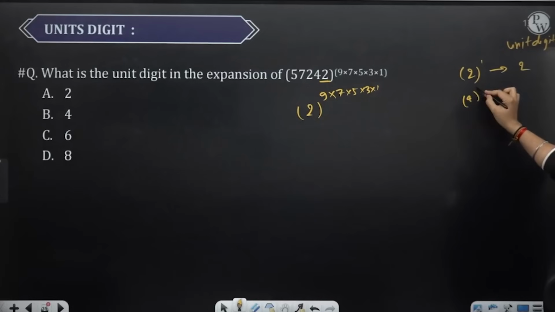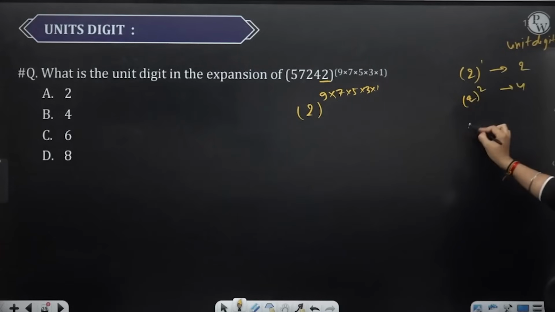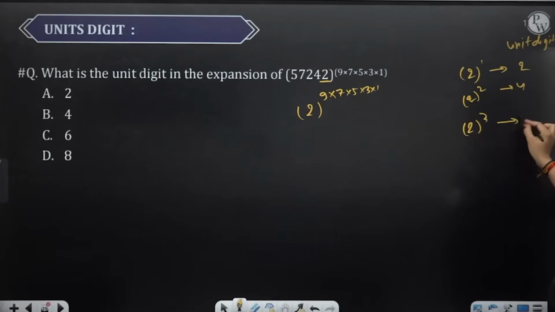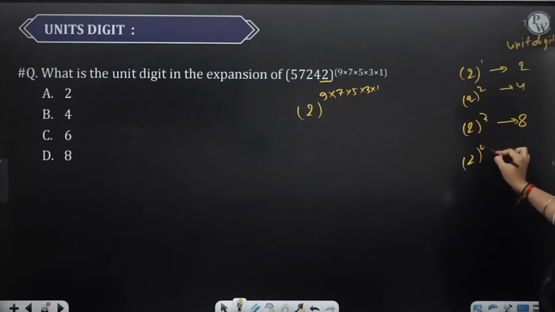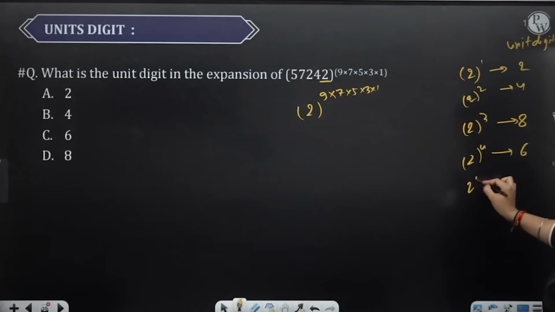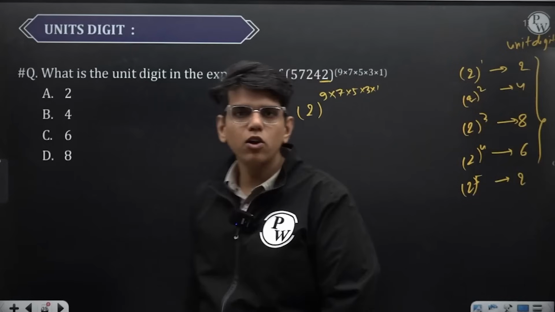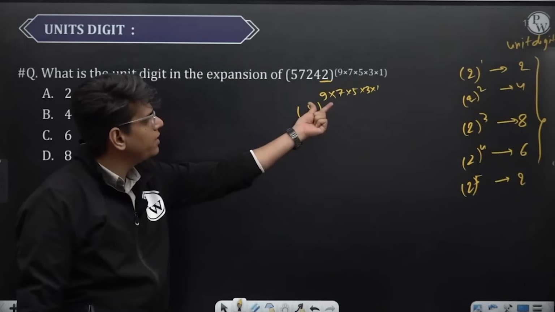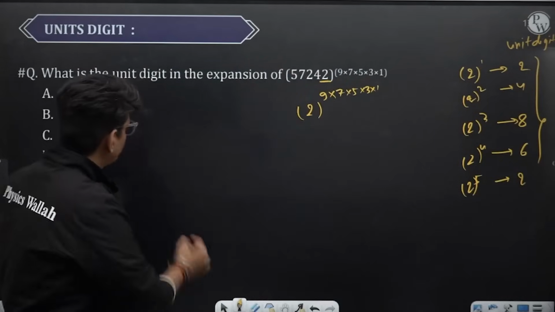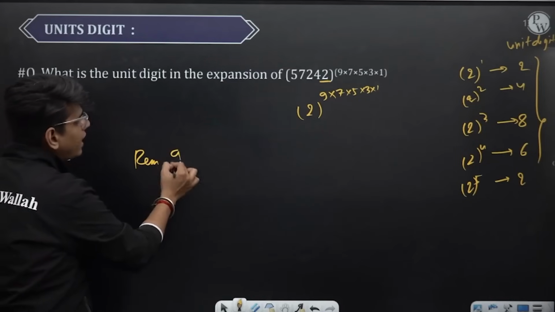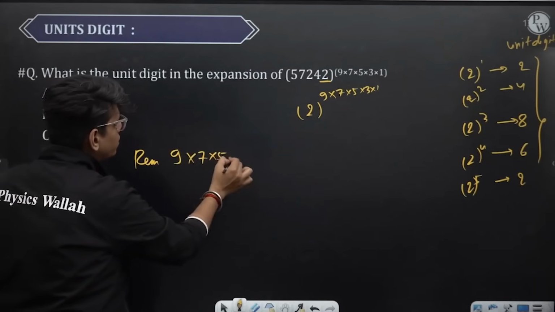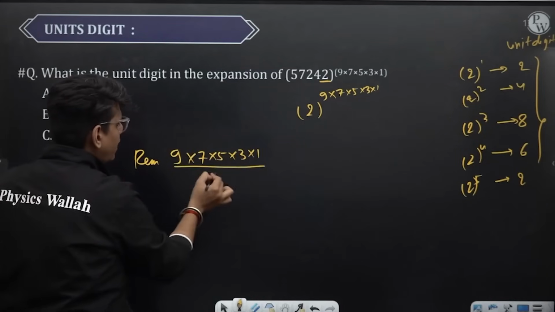2 to the power 2, unit digit is 4. 2 to the power 3, unit digit is 8. And 2 to the power 4, unit digit is 6. 2 to the power 5, again the unit digit is 2. So it repeats after 4. Right? So for the power also, we have to find the remainder when this thing is divided by 4. So remainder when 9 into 7 into 5 into 3 into 1 is divided by 4.